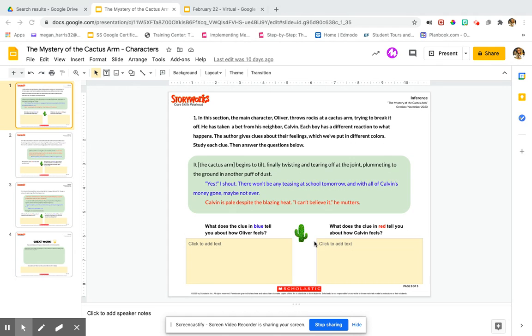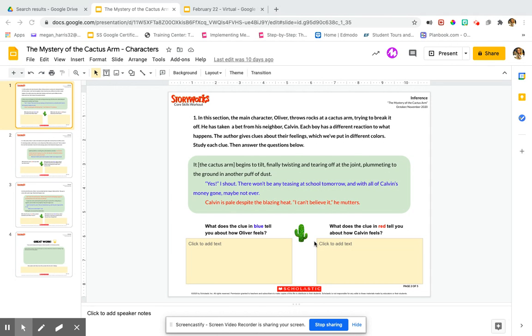And so what we see in the blue, he is celebrating. Yes, I did it. Calvin is not going to tease me, okay? But you have to ask yourself, did Oliver want to do this in the first place? Well, no, not really. But he finally did it because Calvin was kind of calling him a baby, calling him a chicken. We picked up on the idea that Calvin probably picks on him a lot, teases him some. And so Oliver, when he's saying, yes, I picture him doing the arm pump, like, yes, okay, there won't be any teasing at school tomorrow. And with all of Calvin's money gone, maybe not ever.